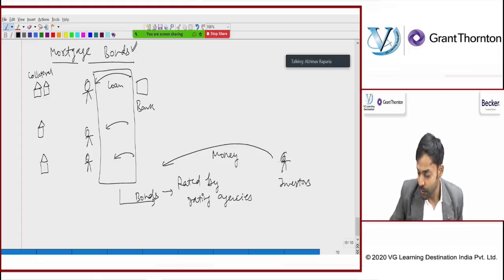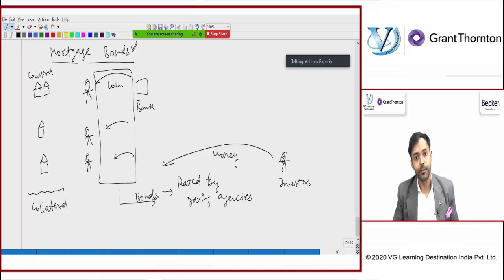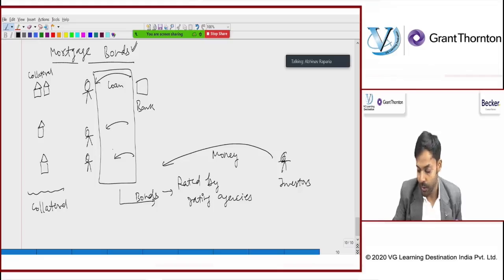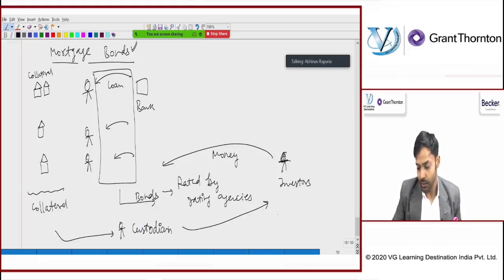What is the security for the investors? The security is going to be the collateral. Whatever collateral was given to the banks is the security for the investors. Here the advantage is that in case the homeowner defaults, the investor does not need to go and forfeit on their own. There is a custodian here who forfeits this and repays that money to the investors. So this is something the investor does not need to do.